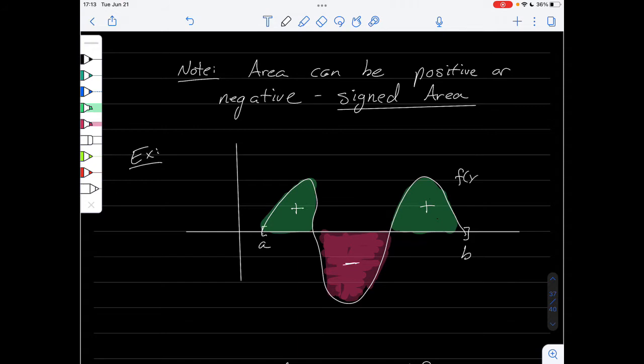So if we were to label this function f of x, the integral from a to b of f of x dx, if we were to call this area 1, area 2, and area 3, this would be area 1 minus area 2 plus area 3. So we're taking this region here and this region here. Since they have positive area, we just add them together. And then we take the area here, and since it's below the x-axis, we just subtract it off.